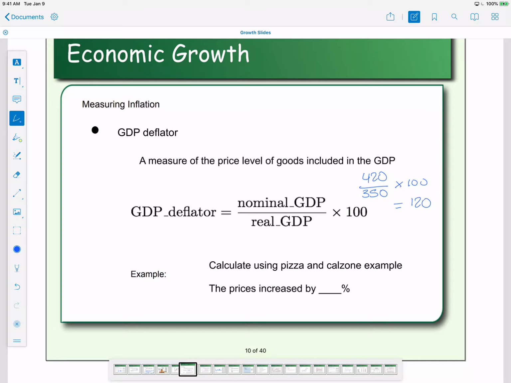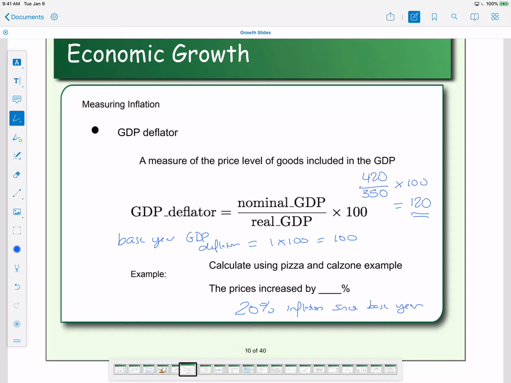So in your base year, your GDP deflator is going to be equal to what? Oh, the nominal GDP and the real GDP are going to be the same number. Anytime you take the same number and divide it by itself, you get 1. 1 times 100 is 100. So the GDP deflator in the base year is 100. So if we calculate the GDP deflator for our 2018 pizza and calzone example as 120, it tells us that there has been 20% inflation since the base year.